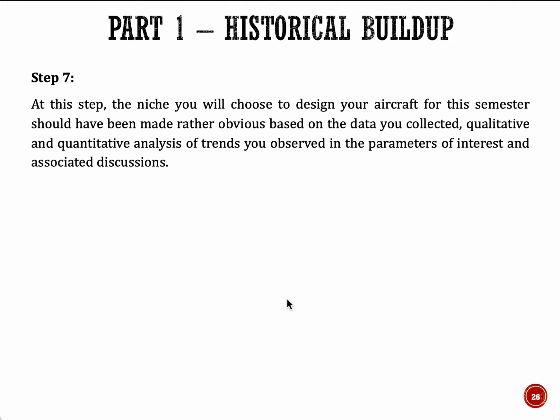All right. The last step is basically you will use the niche to design the aircraft for the semester. And by the time you get to this step, that niche should be really obvious from the data you collected, the quantitative and qualitative analysis of the trends you observed in the parameters of interest and the associated discussions. Okay, so make sure by the time you get to this step, some of those niche, some gaps are obvious. Okay, and that's pretty much marks the first part of the historical buildup.